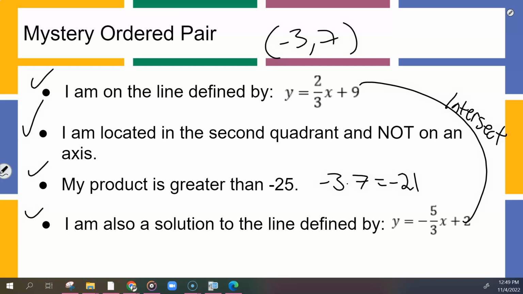So this was your correct answer. So if you got that, good job. I know some of you were on the right track, but just didn't get there yet.